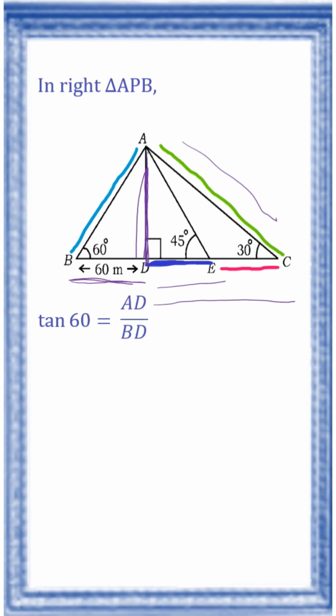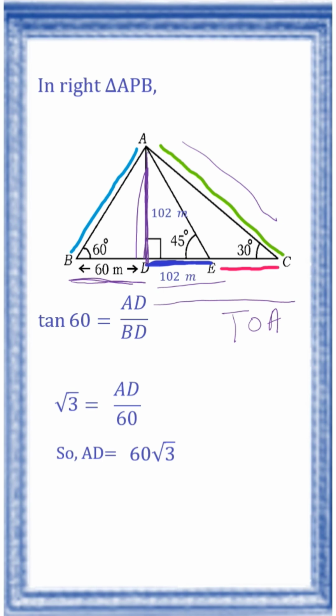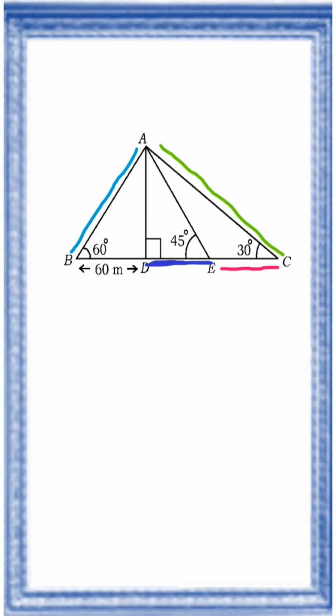Tan 60 is equal to AD by BD. TOA, opposite by adjacent side. Tan 60 value is root 3. AD we don't know, we have to calculate, which is the important relation here, by 60. So AD is equal to 60 root 3. But we have to put root 3 is equal to 1.7. 60 into 1.7 is 102 meter. Now this AD is 102 meter.